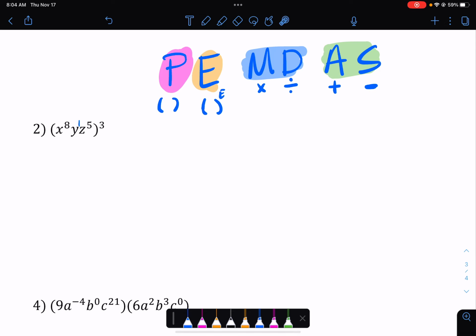Let's do PEMDAS. So I say, hey, in my parentheses, is there anything that I can simplify or multiply here? Well, we have x to the 8th, y to the first, z to the 5th power. There's really nothing I can change in here. All right, so we're done with parentheses. Now we look at the exponents.